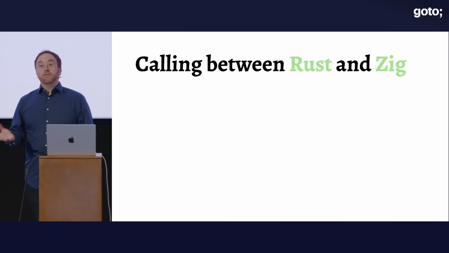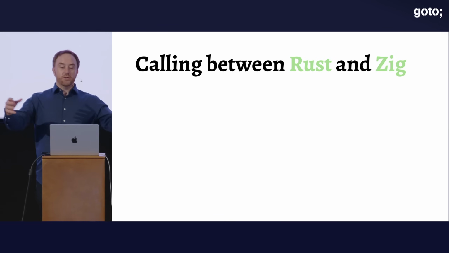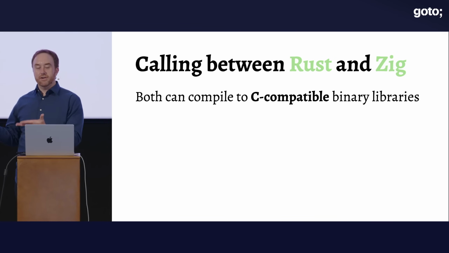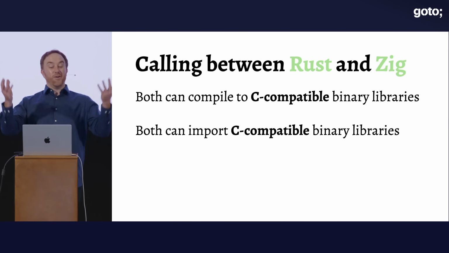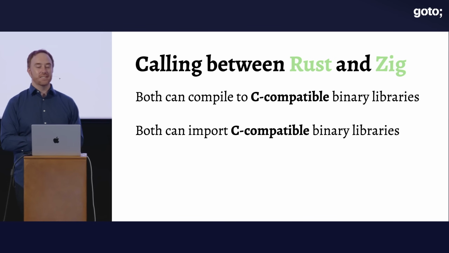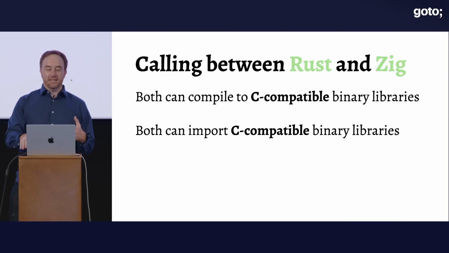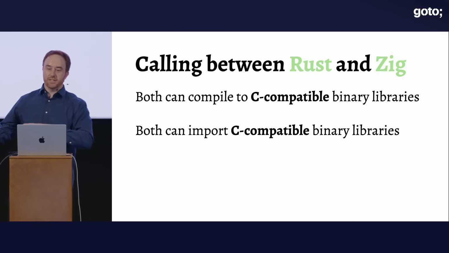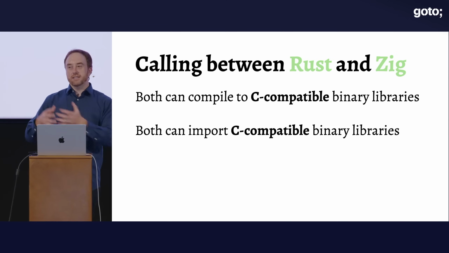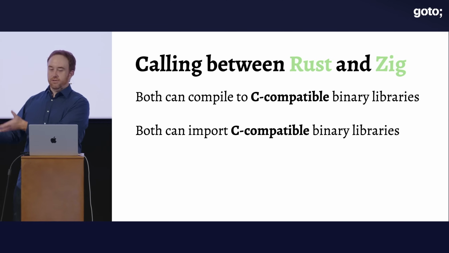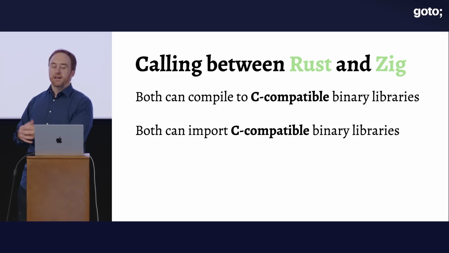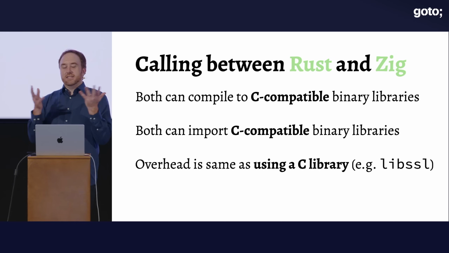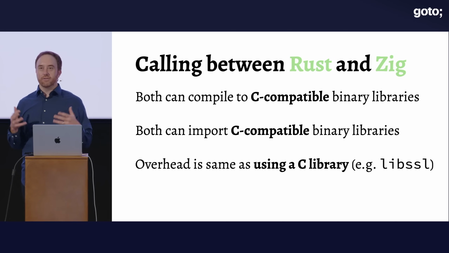But there are other ways that you could use Rust and Zig together, such as calling between them. Both of these languages can compile to C-compatible binary libraries, and both can import and call C-compatible binary libraries. So you can use that intermediate format as a very straightforward way to build some Rust code into an intermediate library and call it from your Zig code. Or if you've got a big Rust code base, maybe you want to introduce some Zig into it, you can do the same thing. Compile your Zig code to a C-compatible binary library and then import it from your Rust code.